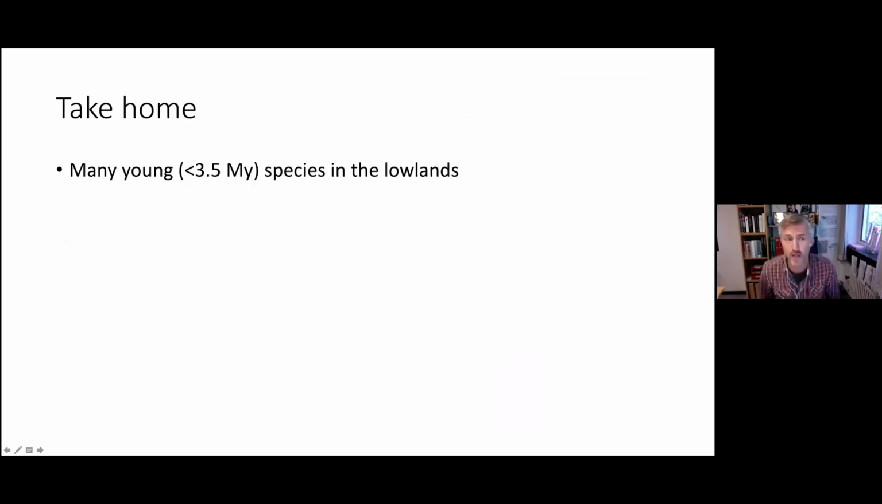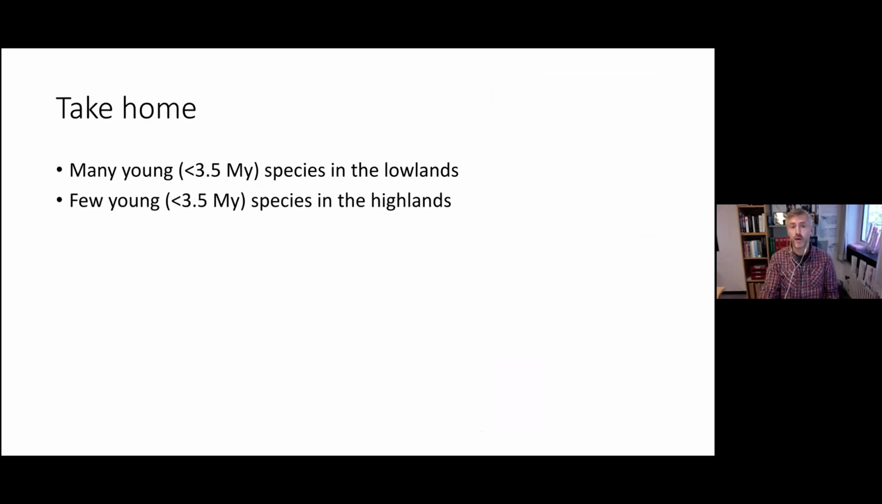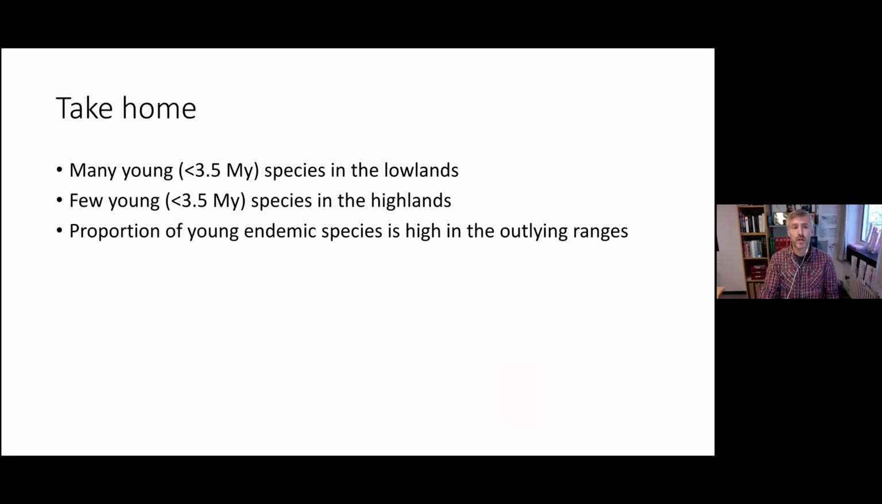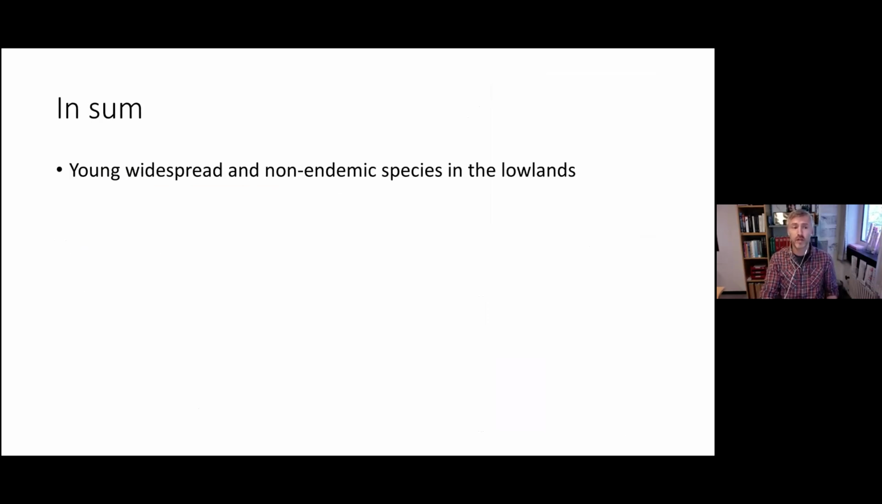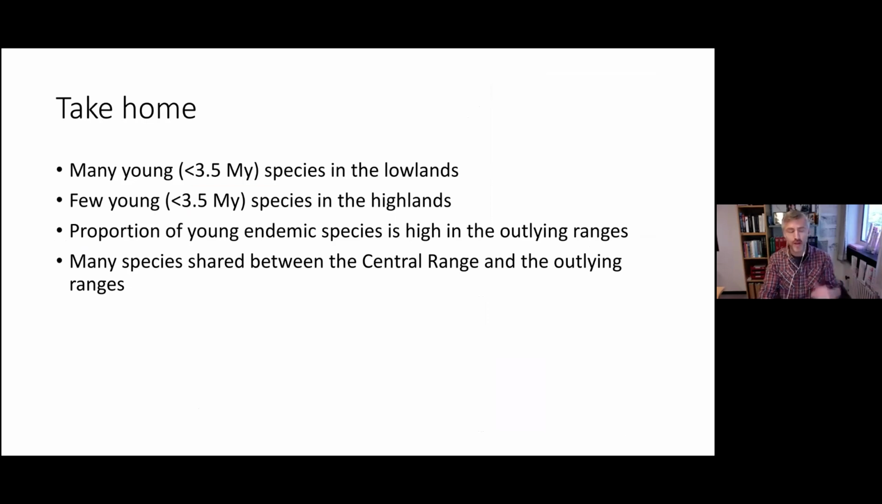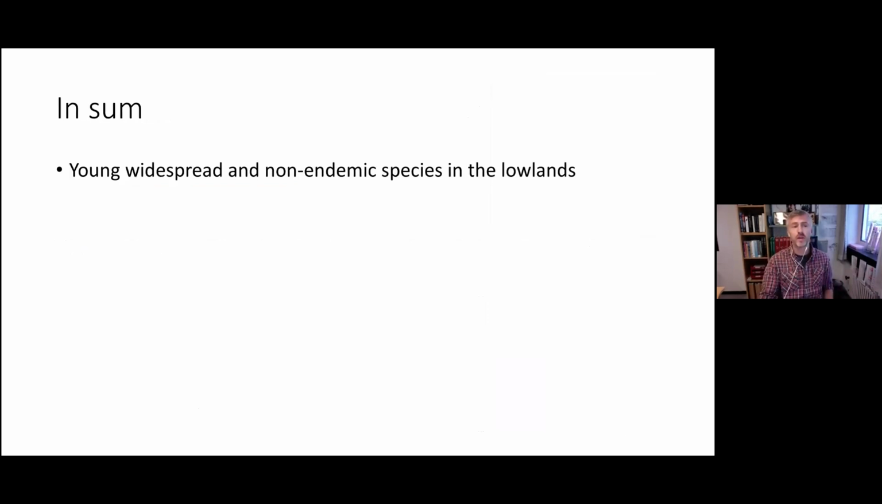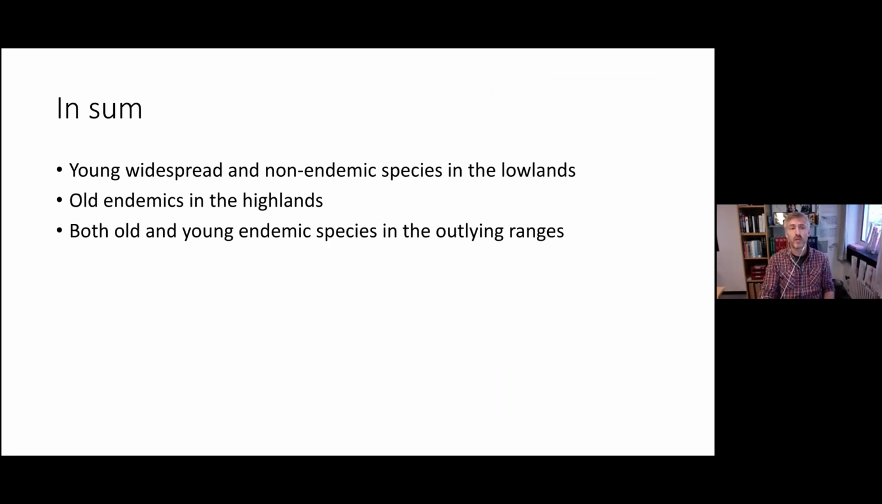So the take home here is that we have many young species in the lowlands, we have few young species in the highlands, and the proportion of young endemic species is high in the outlying ranges. Many species are shared between the central range and the outlying ranges. And so in sum, we have these young, widespread and non-endemic species in the lowlands. We have old endemic species in the highlands, and we have both old and young endemic species in the outlying ranges.